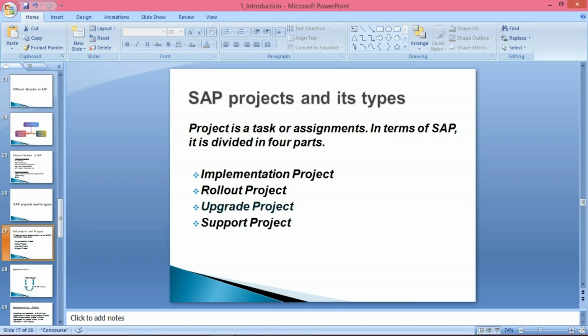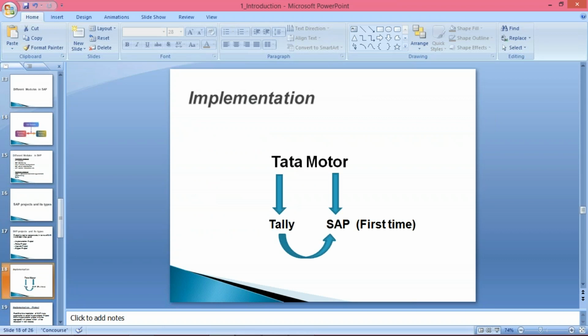Now, once you join, people will say that you're going to be part of so and so project, and the nature of the project is implementation or rollout or upgrade or support. So first of all, we need to understand what an implementation project is, what kind of activities happen in it, what rollout is, what upgrade is, and what support is. We'll explain one by one. We'll start from the implementation project itself.